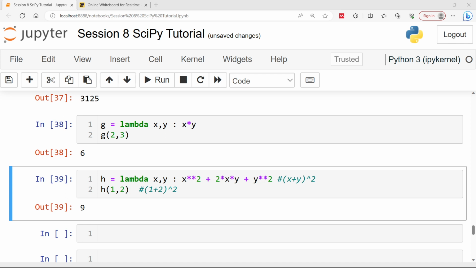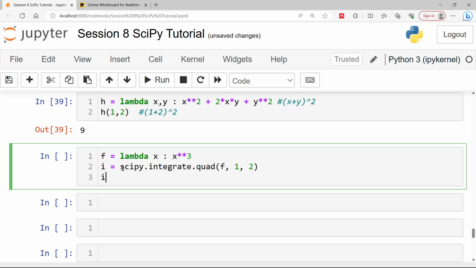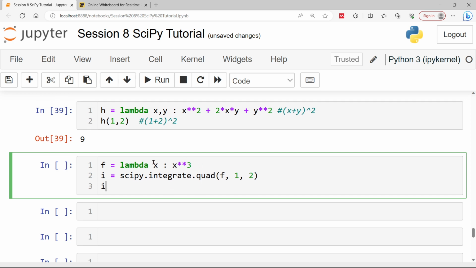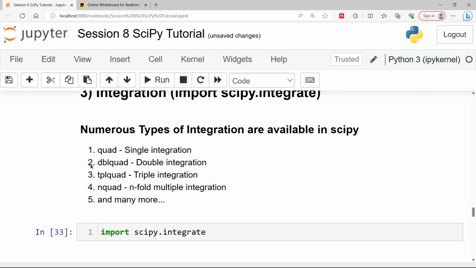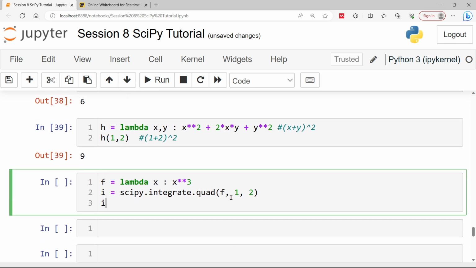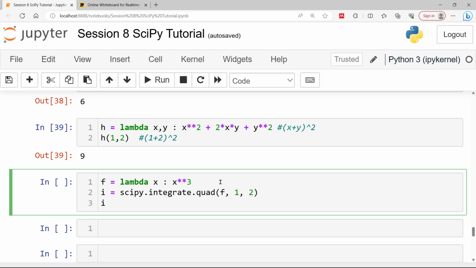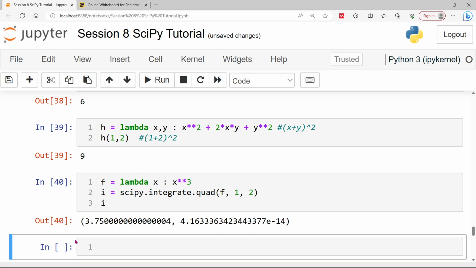Can we have a lambda function with others? Here we are having scipy integration, right? So what is it? Here you can see we are using single integration. Quad is used for single integration. So here we are using single integration and f. So x raised to power 3 is the f(x). So f(x) is x cube, and this x cube is going through this value.